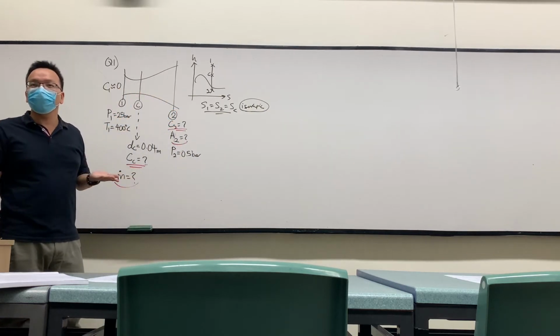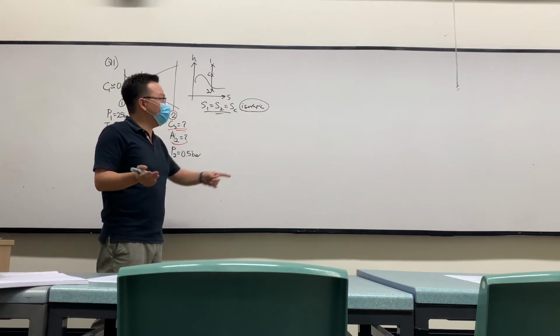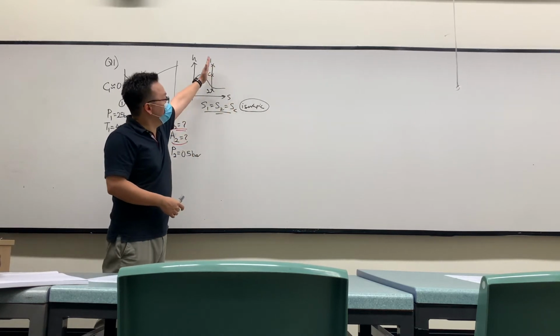Constant isentropic means what? Constant entropy. Constant S. Constant S.